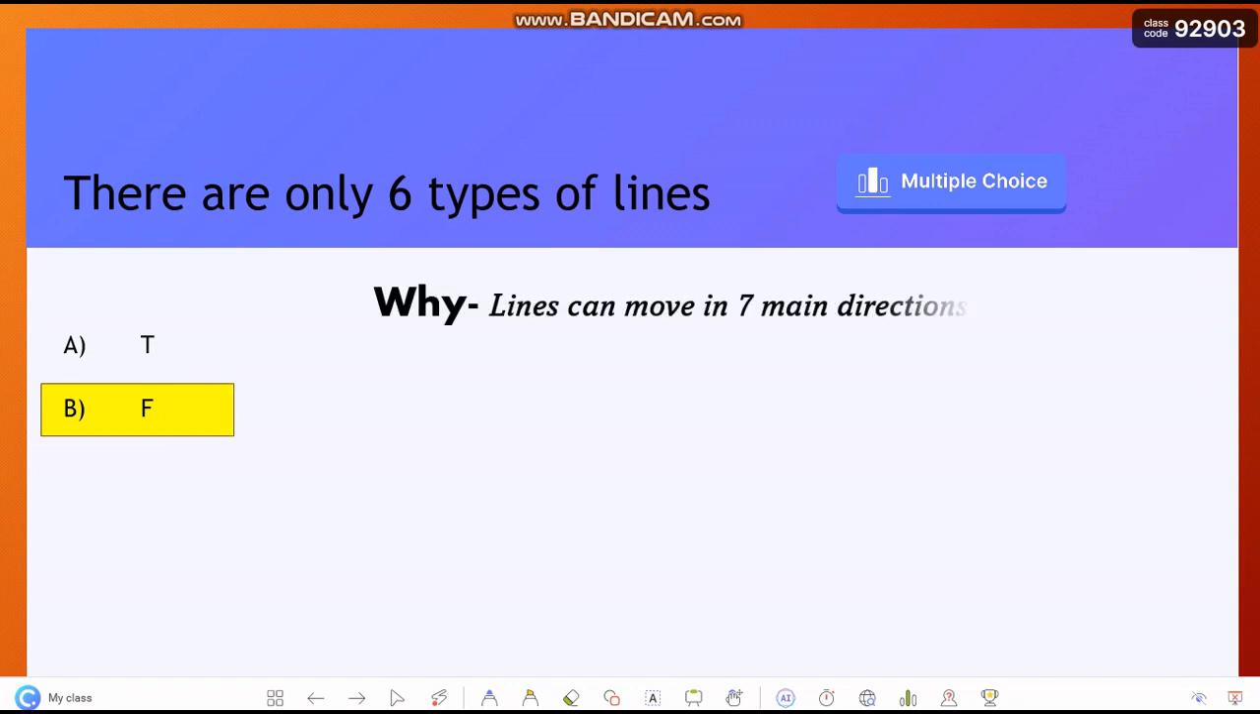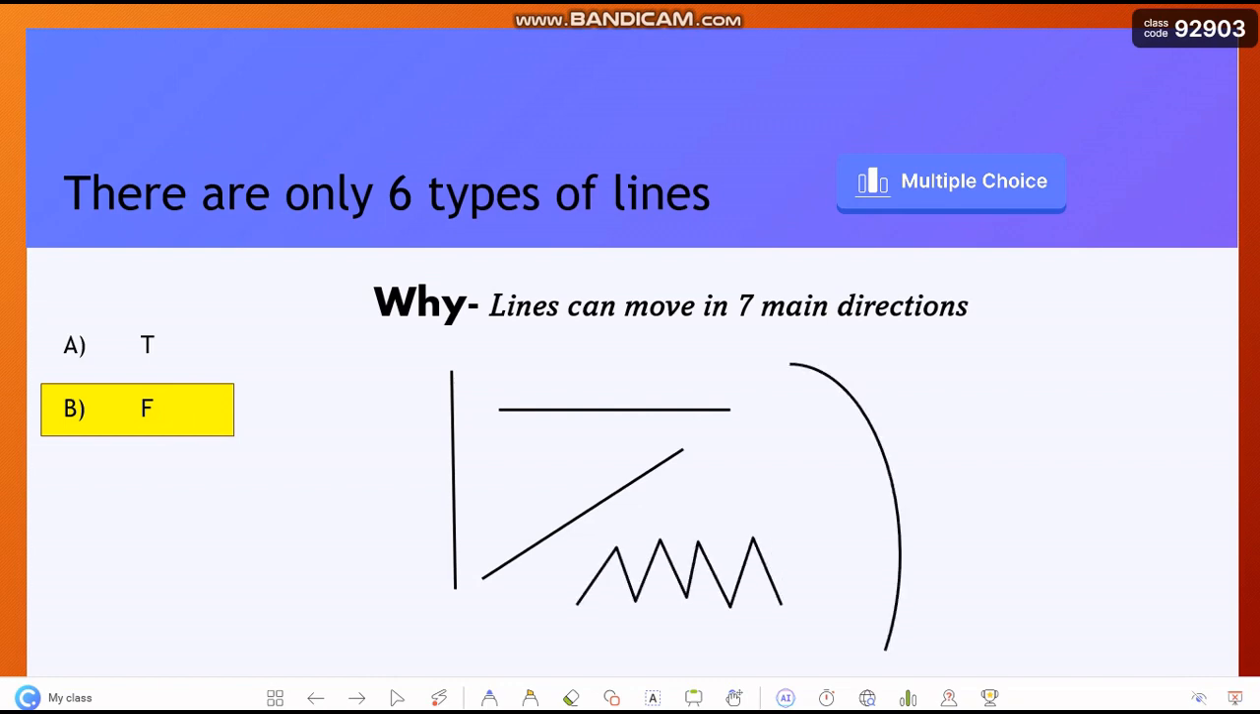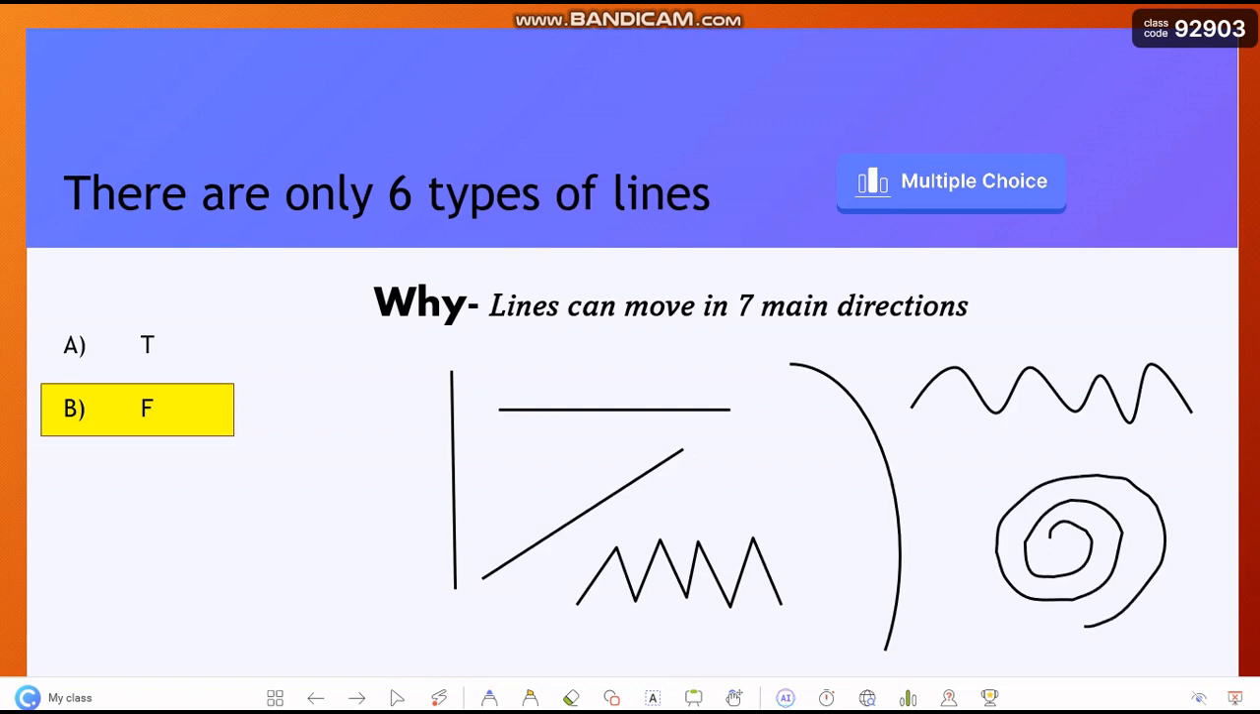Lines can move in 7 main directions. So if you take a look, here are a few of those 7 main directions. But be reminded, there are only 2 types or 2 groups of lines.